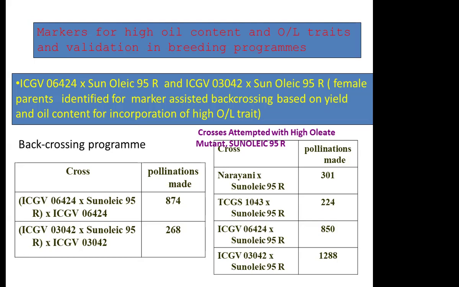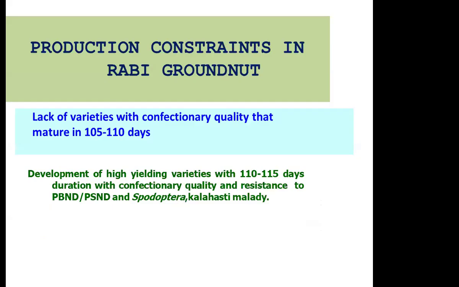And because of that, the ICAR programs which we have handled, we got this APNL Netherlands Biotech project also to our center. This is the backcross program that we have attempted for development of high oleic groundnuts in our center. Next slide. In Rabi, this gap is there now.